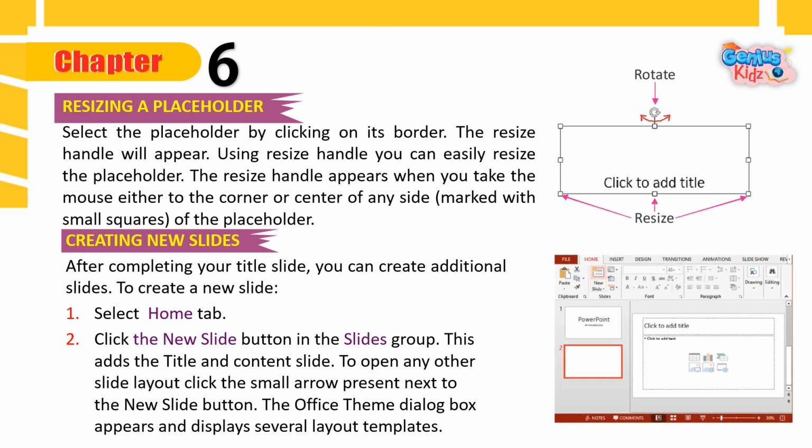Creating new slides. After completing your title slide, you can create additional slides. To create a new slide: 1. Select the Home tab. 2. Click the New Slide button in the Slides group. This adds the title and content slide. To open any other slide layout, click the small arrow present next to the New Slide button. The Office theme dialog box appears and displays several layout templates.